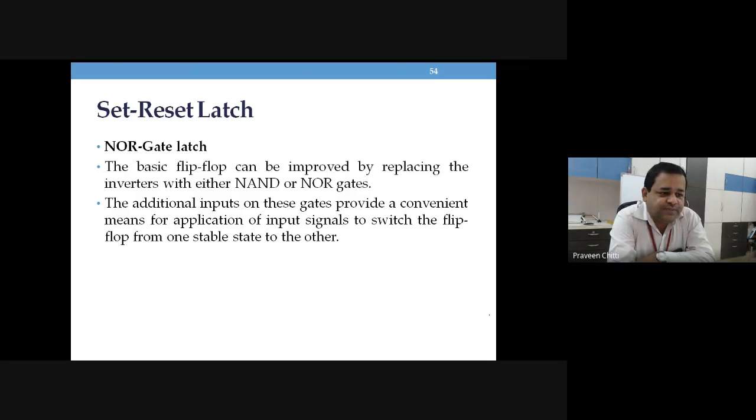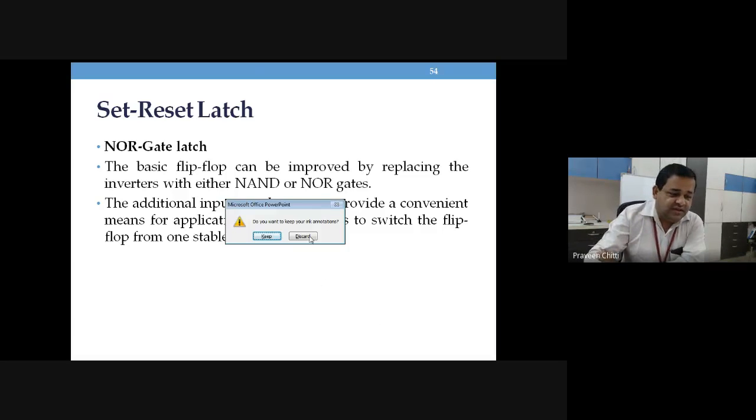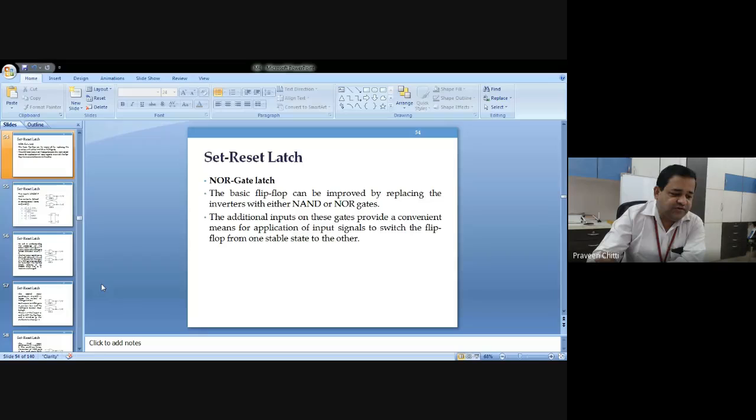The basic flip-flop can be improved by replacing the inverters with either NAND or NOR gates. You know that normally we go for NAND gates or NOR gates to implement any latch or a flip-flop. Right. So what is the SR latch? In fact, you people have already studied these latches, flip-flops, everything in your first year engineering.